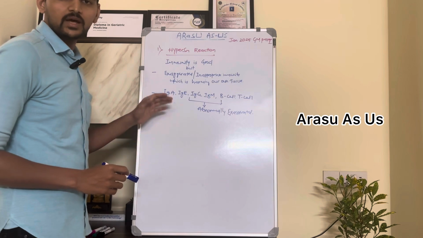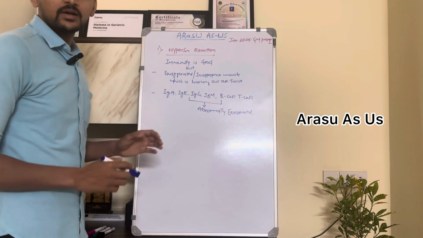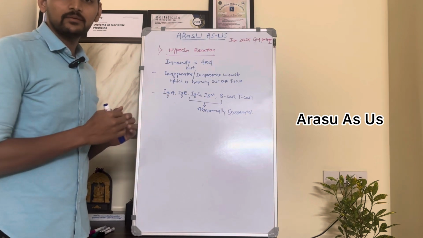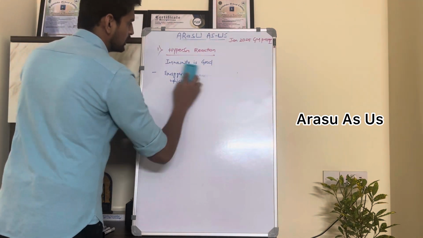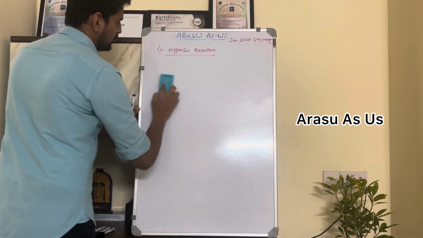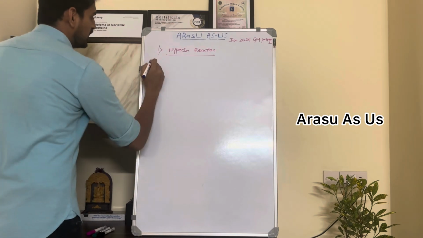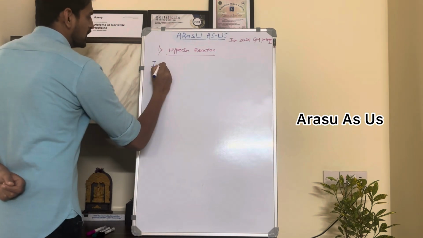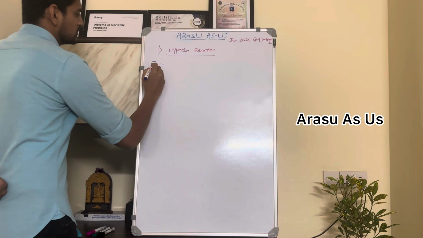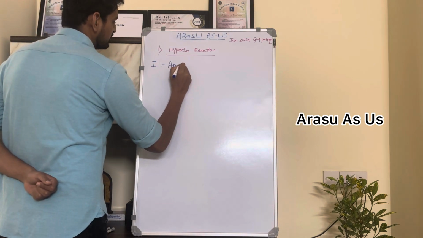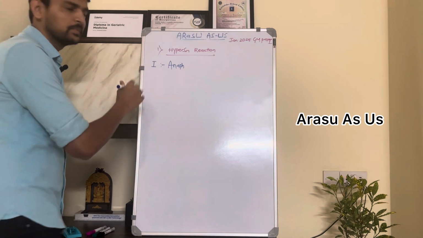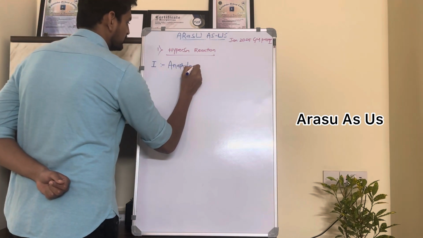Now there are 4 types of hypersensitivity reaction. So we will understand each type and we will see the example for each one. So mainly type 1 hypersensitivity reaction. So this is, we call it with anaphylaxis. We generally claim this group as anaphylaxis.